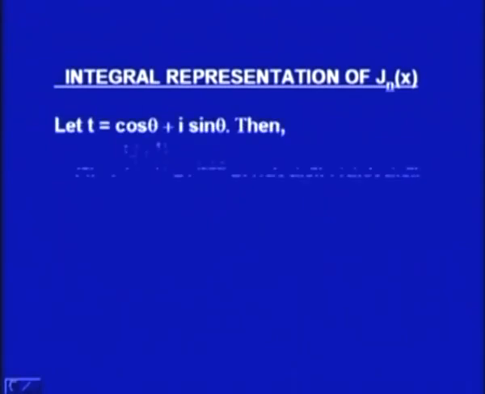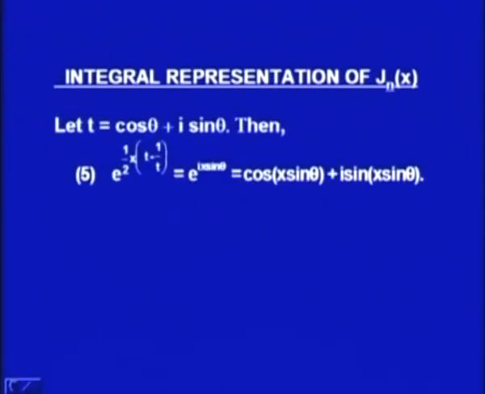Now, let us study the integral representation of the Bessel function of first kind, that is g n x. We are going to show that the Bessel function of first kind of order n, which is an infinite series, can be expressed as an integral, which we call the Bessel integral, if n is an integer. So, let us put t equal to cos theta plus i sin theta. Let t be equal to cos theta plus i sin theta.